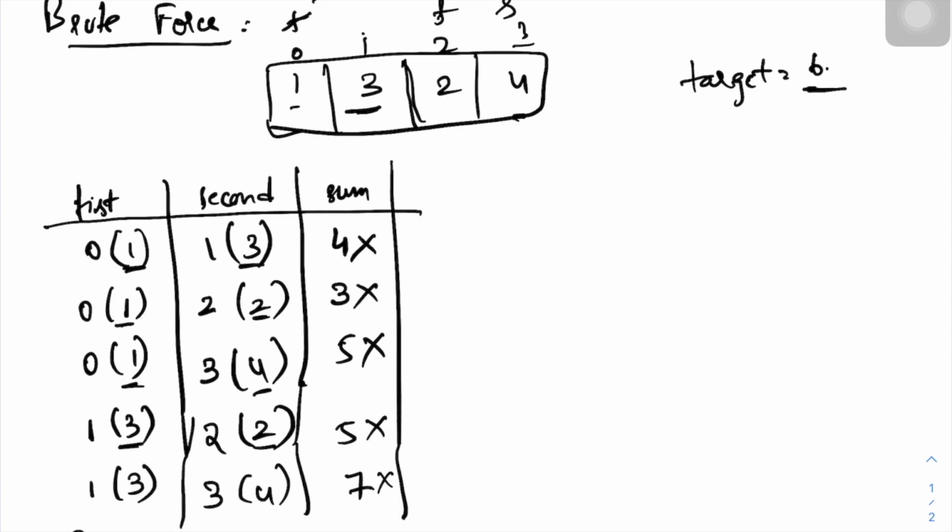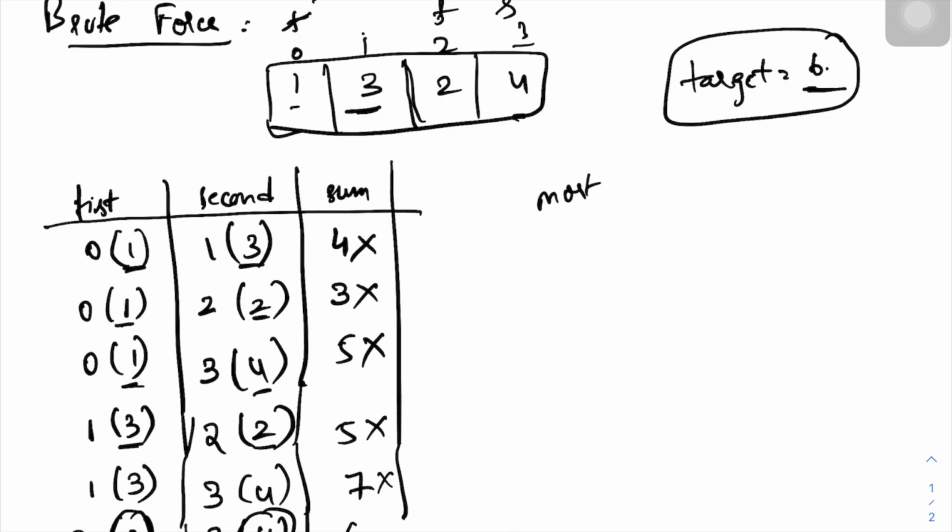Now the first pointer is at the second position, whose value is 2, and the second pointer is at the third position, whose value is 4. 2 plus 4 adds up to 6, which matches our target. So we found a solution where the values are 2 plus 4, but remember, the most important point is that the problem asked for indices, not values. Indices are nothing but the array locations whose values make up the target.